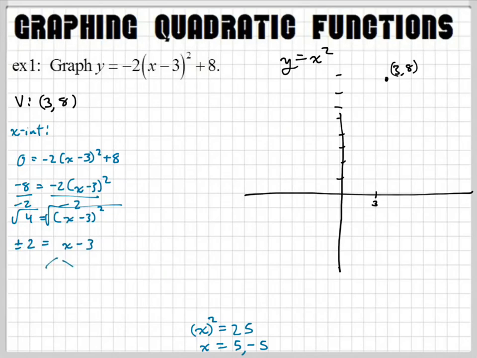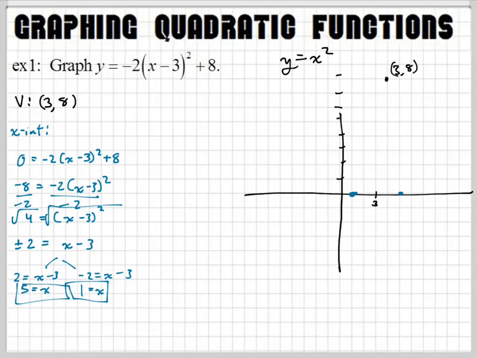That means you're going to have to solve this equation twice. You have to solve it with a positive 2, and you're going to have to solve it with a negative 2. That equals x minus 3. I add 3 to both sides, I get x equals 5, and over here I get x equals 1. Those are our x-intercepts, 1 and 5. 3, 4, 5.